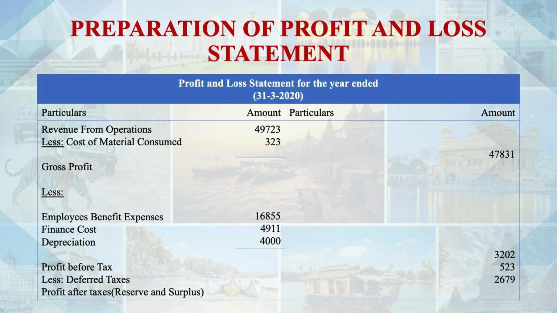Now this is the same profit which we got in our account form also, 3202. Then we have deducted the taxes and we have got the same 2679 as the profit after taxes. So whether you prepare it in an account form or in a statement form, this is only a way of presenting the information. The results will remain the same.